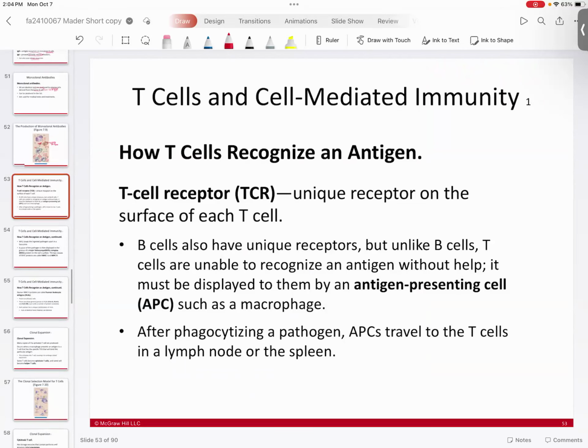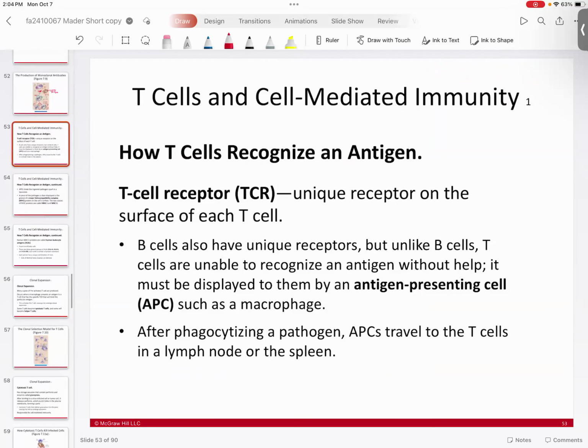So that's a lot to say about B cell receptors. Now, what about T cell receptors? T cell receptors typically are unique receptors, and they're usually on the surface of the T cell. So they're different. What we say, they're different from the B cell receptors.